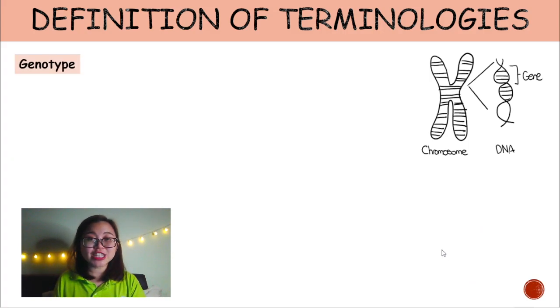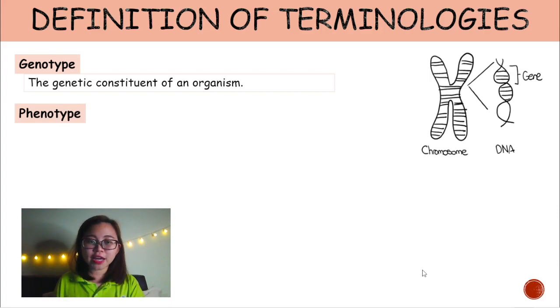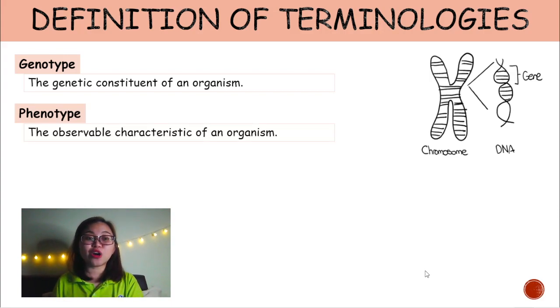We'll talk about genotype and phenotype. We'll start with genotype. It is the genetic constituent of an organism. Ataupun kita boleh katakan, bila kita cakap genotype, kita tengok individu tu ada gene apa, ada allele apa. And phenotype is the observable characteristic of an organism. Apa yang kita nampak dari luar, apa yang kita boleh lihat, itu adalah phenotype.